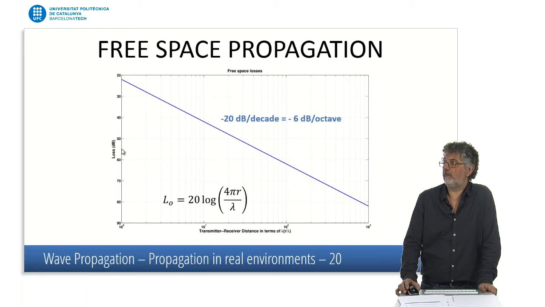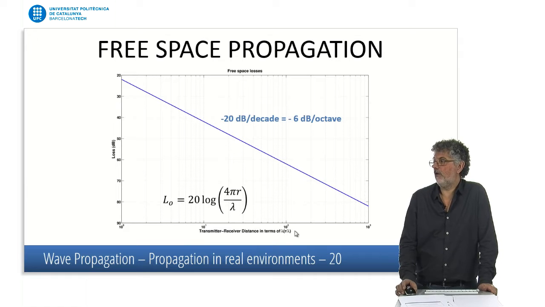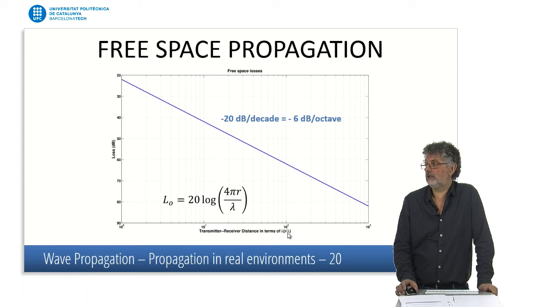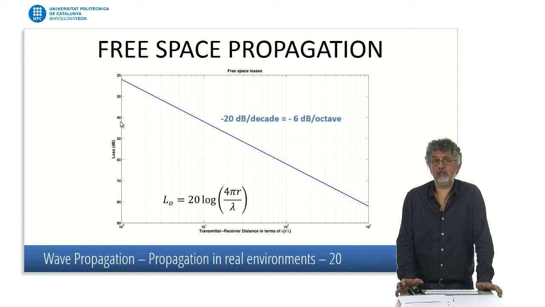Here we are plotting the loss in dB, in a dB scale, and this is a log scale of the distance, not the absolute distance, but the distance in terms of the wavelength. So for instance, at 10 wavelengths, we have an attenuation, or a free space loss, of over 40 dBs. So now let's think a little bit about the meaning of that.